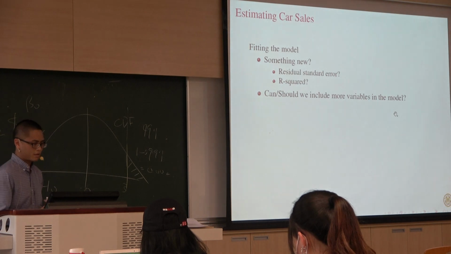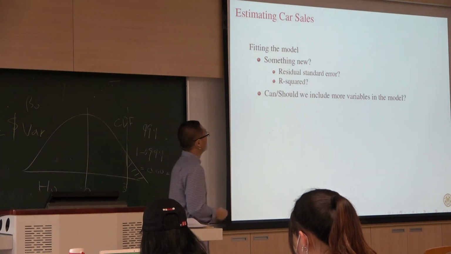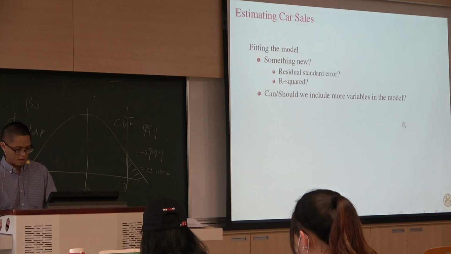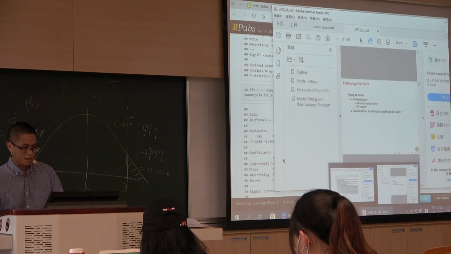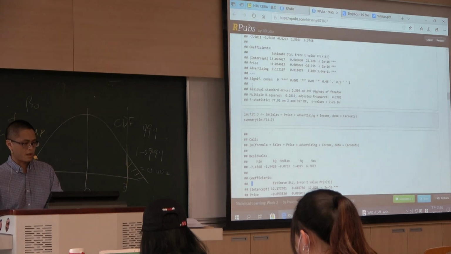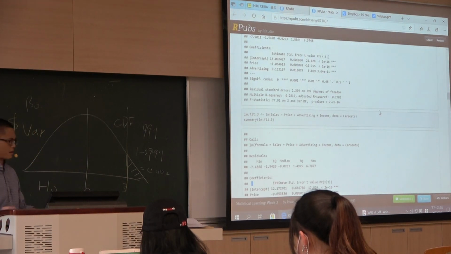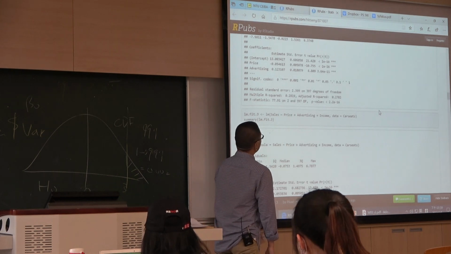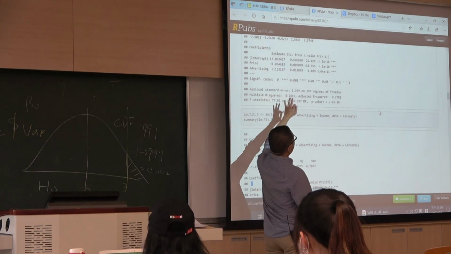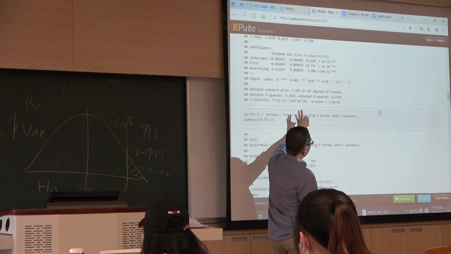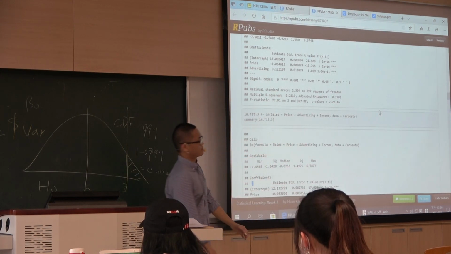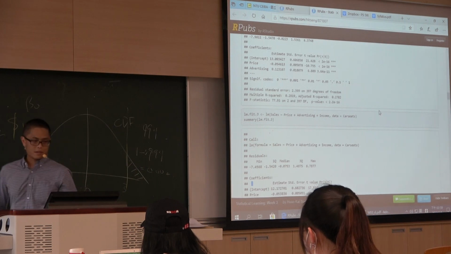But it seems that we also encounter something new in the R output. For example, residual standard error. That's what you're seeing here. Residual standard error, but what is that? You say, okay, I don't know what standard error is, but what is residual standard error? Right. I know what standard error is. Right. I know what degrees of freedom is. Right. But what is residual standard error? And what is R squared?